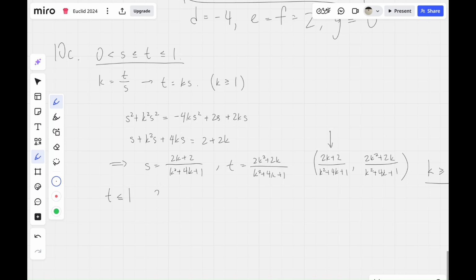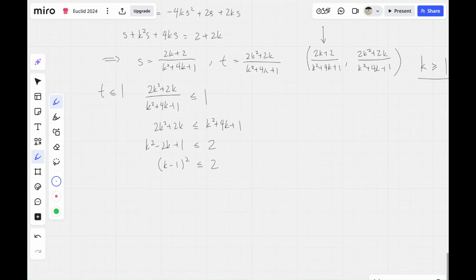Then we need that 2k squared plus 2k over k squared plus 4k plus 1 has to be less than or equal to 1. Since the denominator is clearly positive, we can multiply both sides by k squared plus 4k plus 1 without changing the inequality sign. This gives 2k squared plus 2k is less than or equal to k squared plus 4k plus 1. So we need k squared minus 2k plus 1 is less than or equal to 2. This is equal to k minus 1 squared is less than or equal to 2.